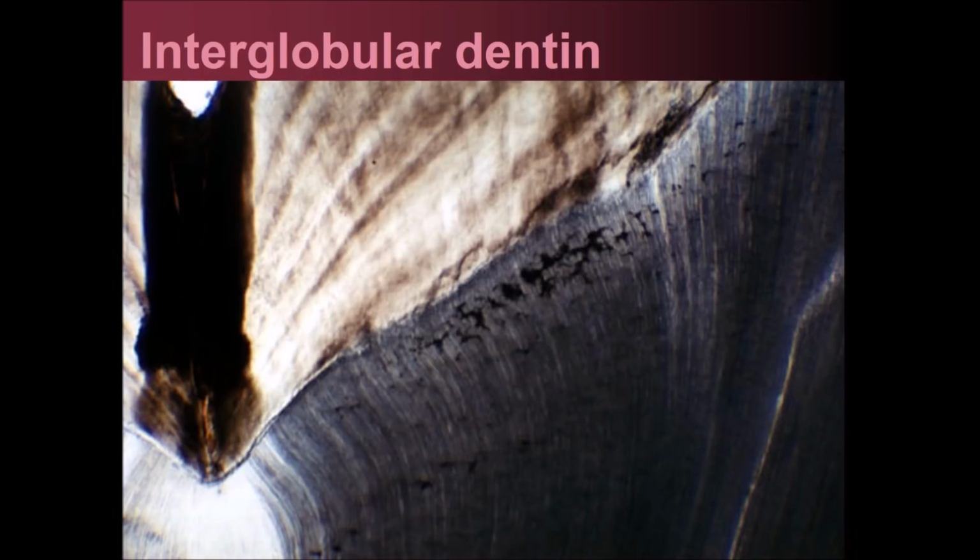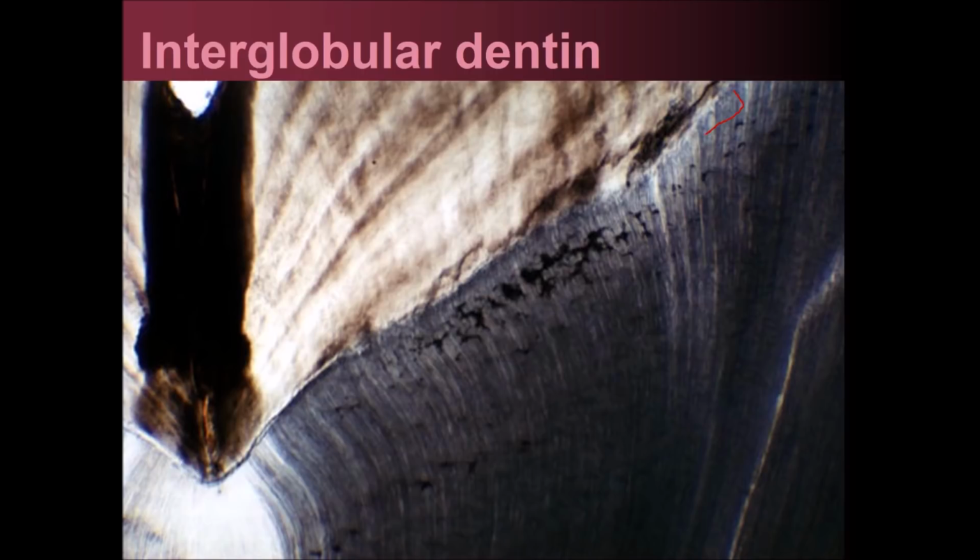Interglobular dentin. As we said earlier, the process of mineralization for the dentin we call calcospherosis, where we have globules or calcospheres that will increase in size to give us the homogeneous dentin. If there is a failure between these globules to unite together, they will leave dark areas. We call them interglobular dentin. We can see them below the mantle dentin.